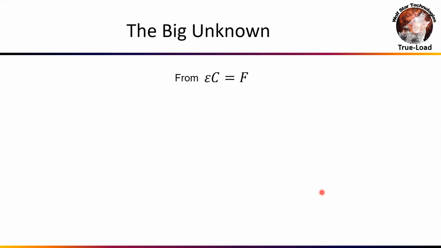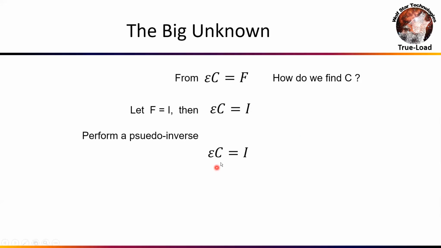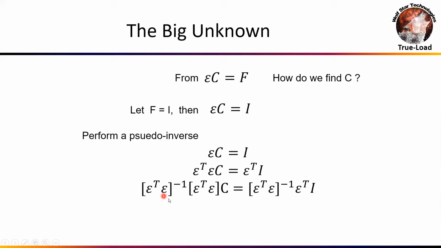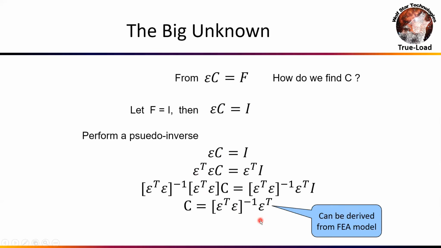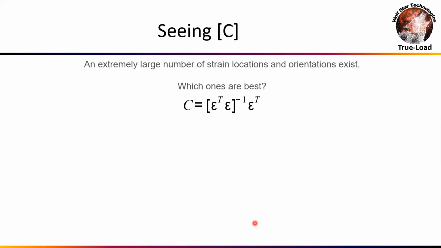So we've got this nice equation, strain times C is equal to F, and the only thing I haven't talked about here is C. So how do we find C? If we look at this F matrix and think of turning a load on as a 1 and turning a load off as a 0, then the F matrix becomes the identity matrix. And then we can just do a pseudo inverse. So we've got strain times C is equal to I, pre-multiply by strain transpose, then pre-multiply by the inverse of strain transpose strain, and you've got C is equal to the inverse of (strain transpose strain) times strain transpose. And that's what we pull out of the FEA model. This is how we're pulling that correlation matrix out. And now the only thing we've got left to worry about is the strain gauge placement.